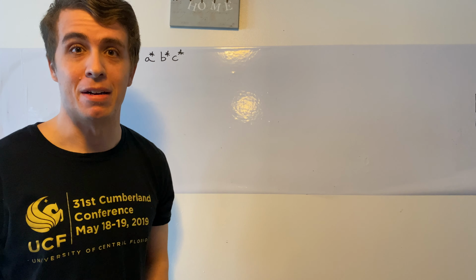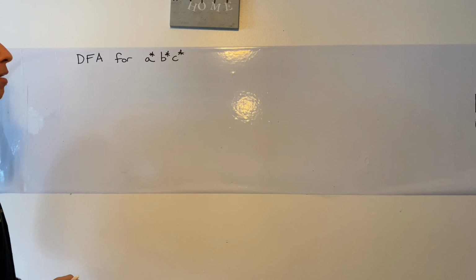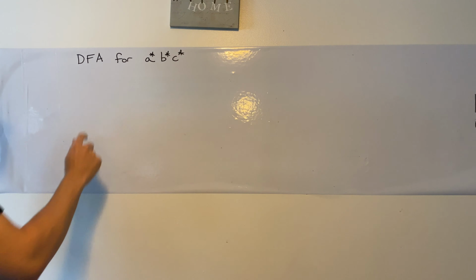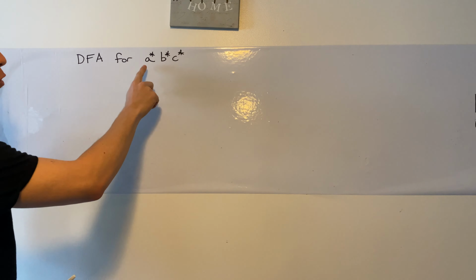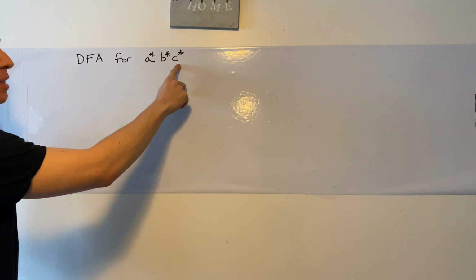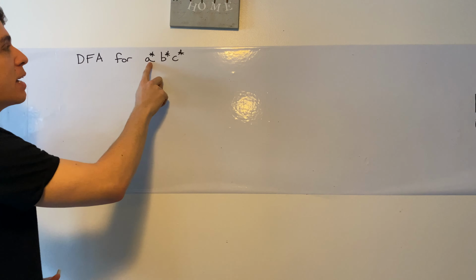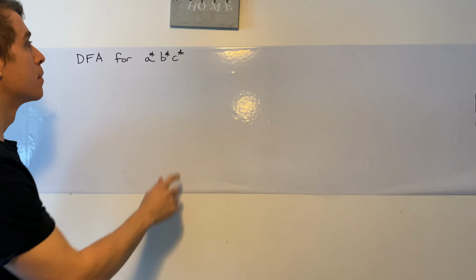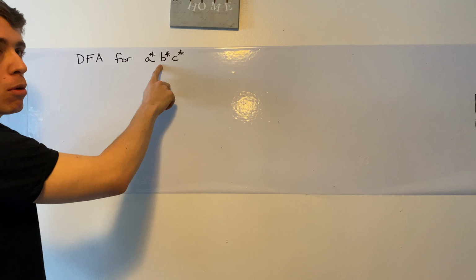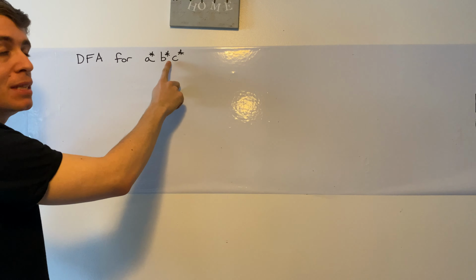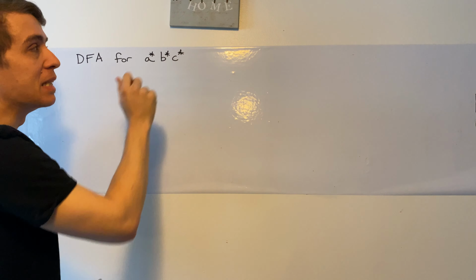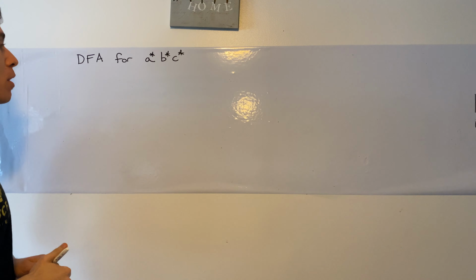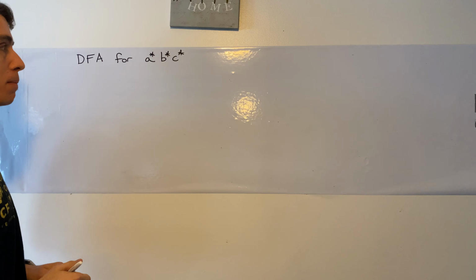All right, let's do some theory for fun today. So the problem that I have for you today is we want to make a DFA for A star, B star, C star. And of course, remember that something star is zero or more of that thing. So A star says zero or more A's, followed by zero or more B's, followed by zero or more C's. So how can we make a DFA for this one?